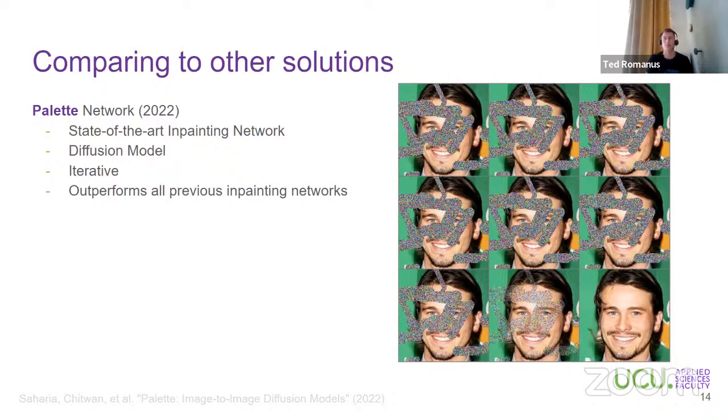And since the novelty of our research is adding in-painting to super-resolution architecture, we'll evaluate the in-painting task by comparing our network to the state-of-the-art in-painting network. The Palette network is a state-of-the-art in-painting network architecture. It uses the diffusion model to solve the in-painting task. It is an iterative algorithm and outperforms all previous in-painting tasks.